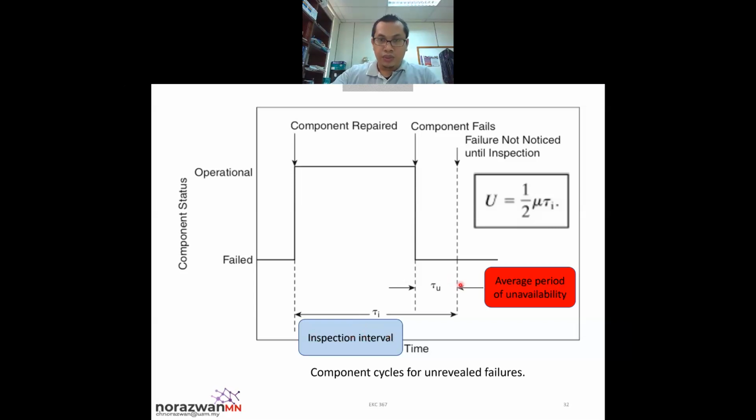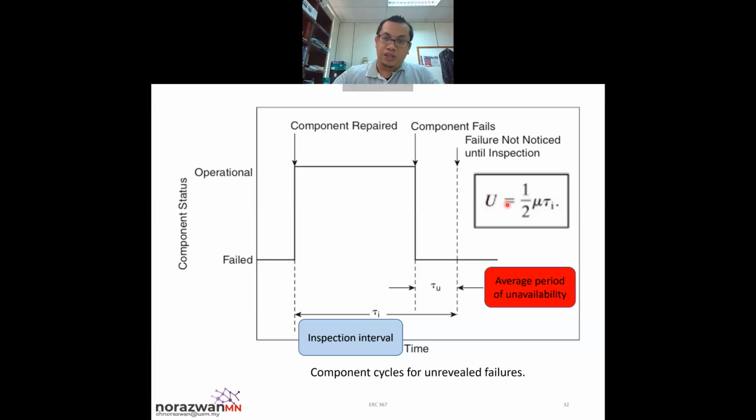While tau U is the average period of unavailability. So actually you need to know what is your tau I first, because once you notice the component already failed, then you know what's the gap between tau I and tau U. So this is the average period of unavailability, tau U.